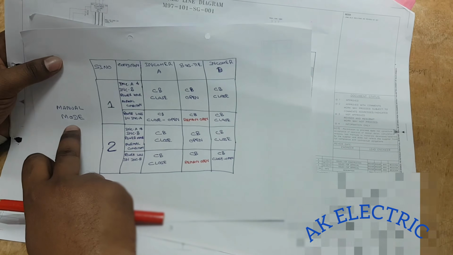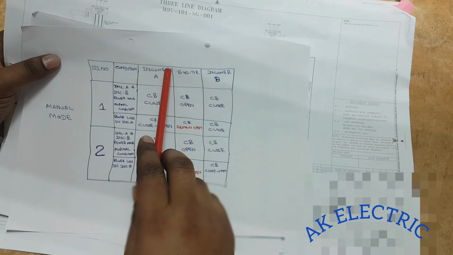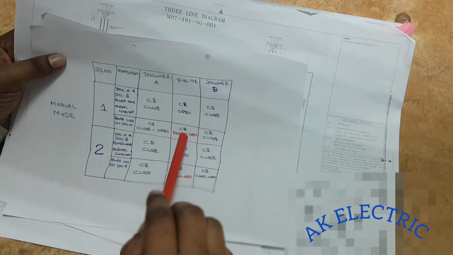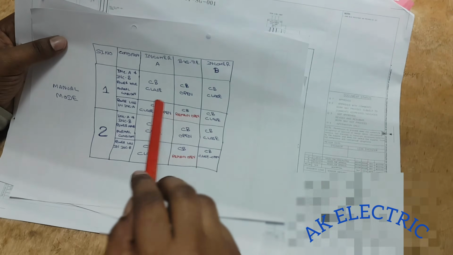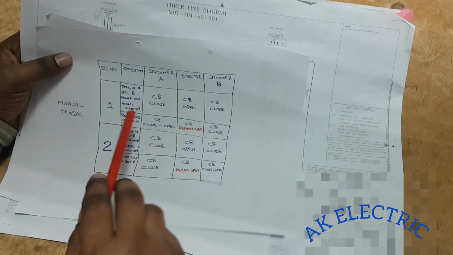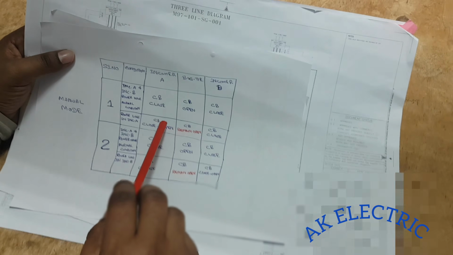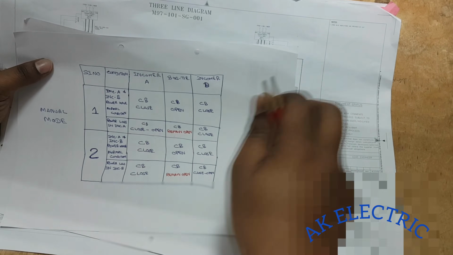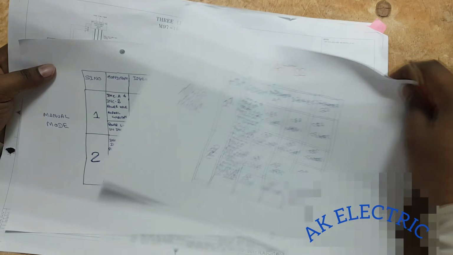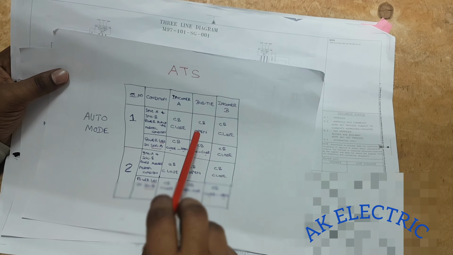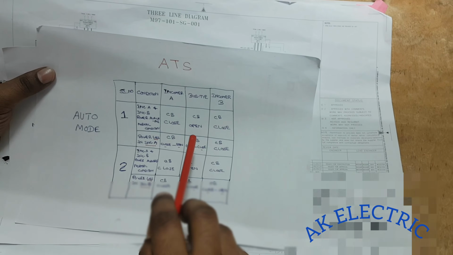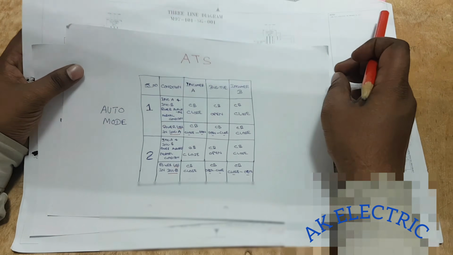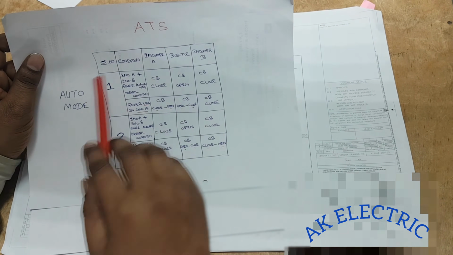If it is in manual mode, if power supply is cut in incomer A, breaker will open and tie breaker also remains open, it will not close. So what will happen, incomer A bus will be dead. The incomer A load, all outgoing feeders will be disconnected. Okay, so better you put in auto mode. If you put in auto mode, this tie breaker will be automatically closed if incomer A power fails. Okay, so this is the ATS mode in auto mode.